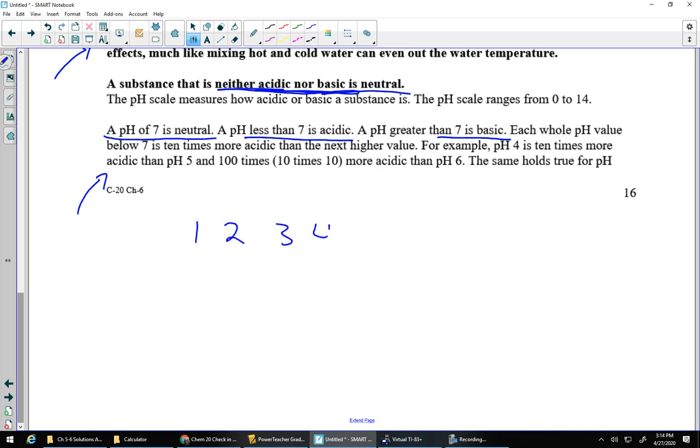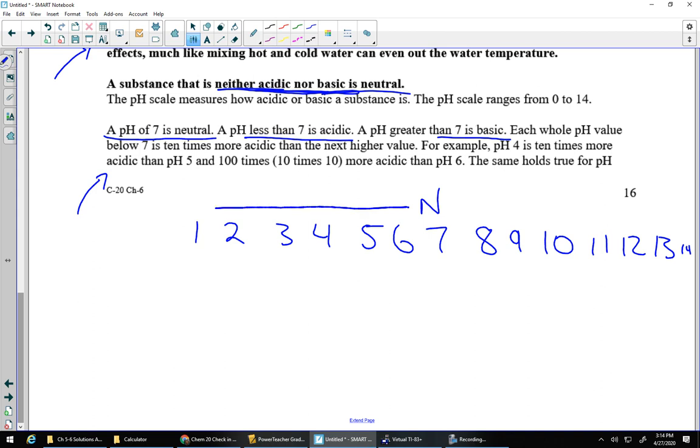1, 2, 3, 4, 5, 6, 7, 8, 9, 10, 11, 12, 13, and I'll do 14 really small in the corner over there. So we know that 7 is neutral, I'm just going to put N for neutral there. The closer to 1 we get, the more acidic we are, and the closer to 14 we get, the more basic we are. Now, what I'm talking about is if I went from, what does the example say here, from 4 to 5. If I went from 4 to 5, it's actually 10 times more acidic. So a jump of 1 on this pH scale is 10 times more acidic.